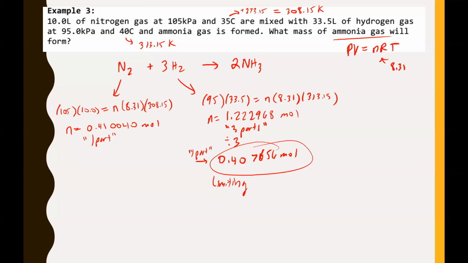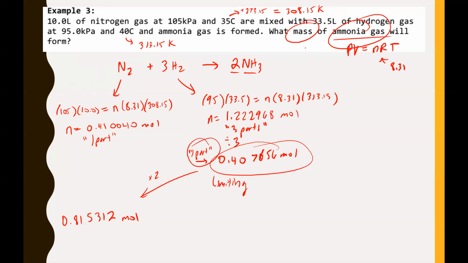So if we're looking for what mass of ammonia gas will form, we need to realize that this amount right here, 0.407656 moles, is the 1 part that we're going to be using. For the ammonia, notice 2 parts form. So we need to just times this by 2, and that'll give us 0.815312 moles is what we're going to be producing for our NH3.